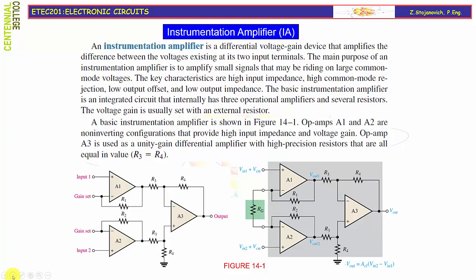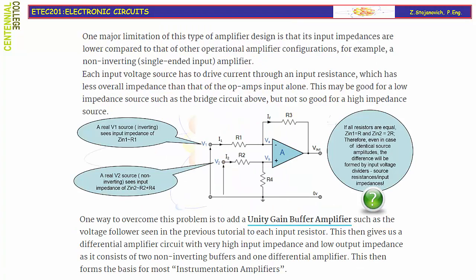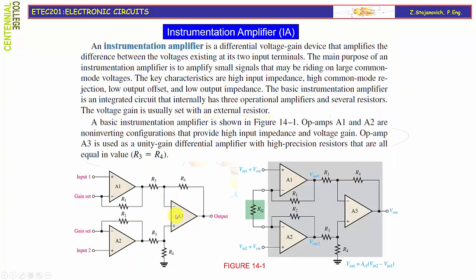A basic instrumentation amplifier is shown in figure 14-1. The op-amps A1 and A2 are in non-inverting configuration and provide high input impedance and voltage gain. The op-amp A3 is used as a unity gain differential amplifier with high precision resistors that are all equal in value. So R3 and R4 are equal.